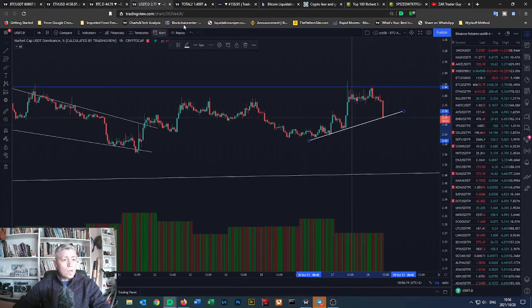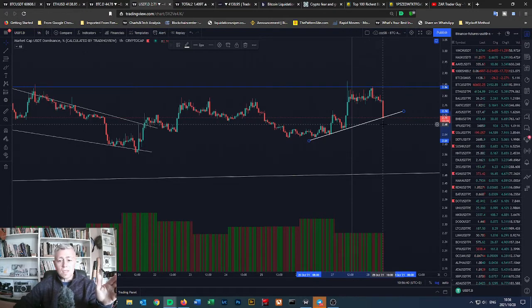Let's look at the USDT dominance. Remember, when USDT dominance goes down, Bitcoin and crypto goes up. And there's a little trend line that's developed here, and we're about to break that trend line. If it breaks this trend line, we could see huge, huge moves. This is extremely exciting, a very exciting time for crypto.